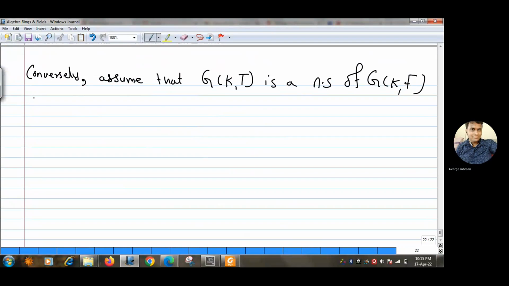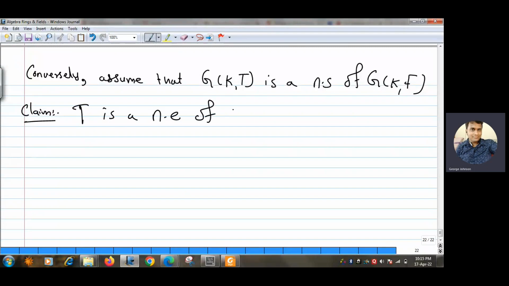What is our claim now? That T is a normal extension of F. That is now our claim, right? T is a normal extension of F. In order to prove that T is a normal extension of F, using the exercise, I just need to prove that sigma of T is a subset of T for every sigma belongs to GK, right? So our claim actually is to prove that T is a normal extension of F. But using the exercise, what I need to prove is that sigma of T is a subset of T for every sigma belongs to GK.